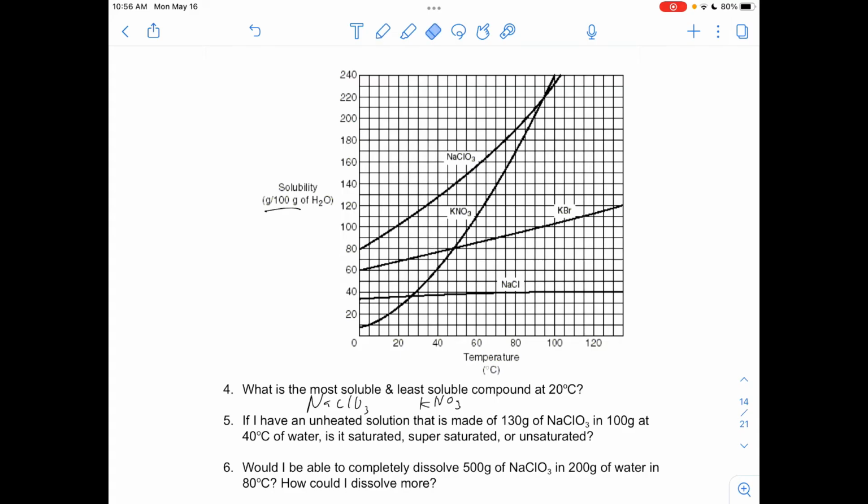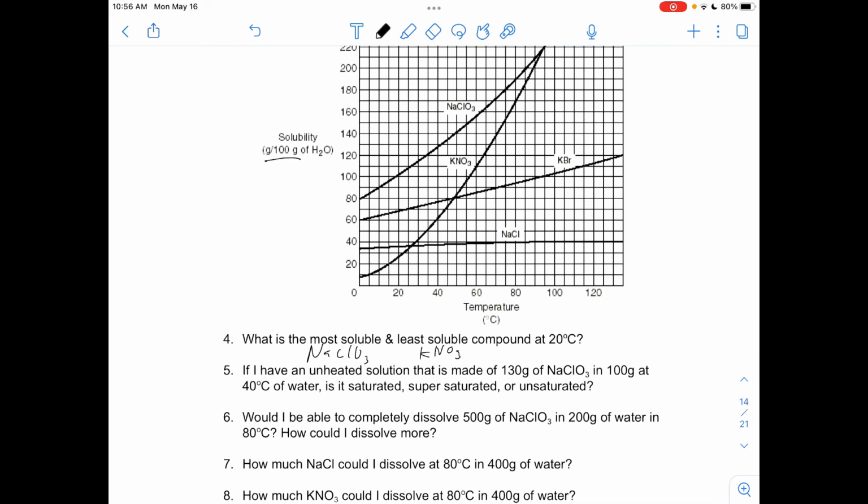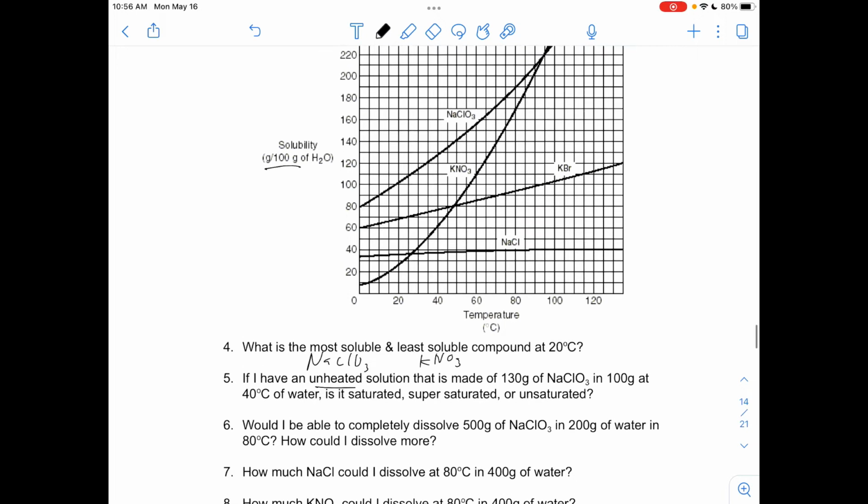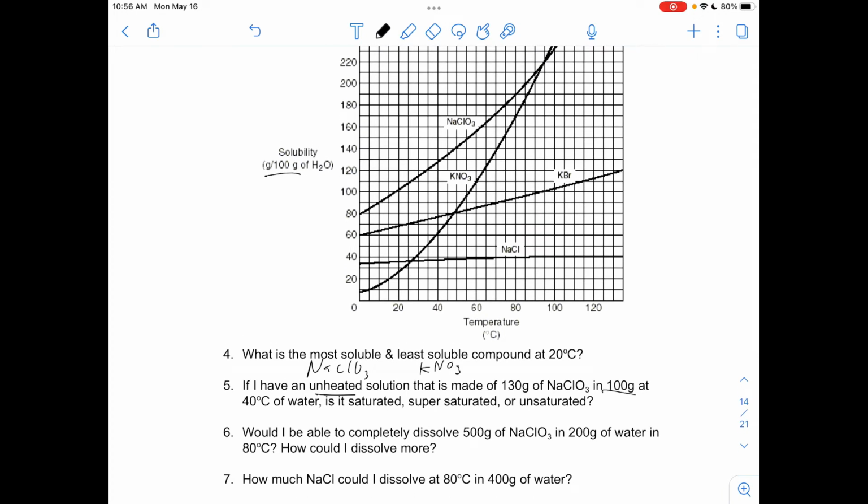Soluble means that we can dissolve it. Next, if I have an unheated solution, that's a keyword, made out of 130 grams of NaClO in 100 grams of water at 40 degrees. This is really important, temperature is always important, so we're using 40 degrees. Saturated, supersaturated, unsaturated. So it's 130 grams, which is right here. 130 grams, 40 degrees, 100 grams of water, so we don't have to divide it. Notice that it is on this line, and so at this point it would be saturated.